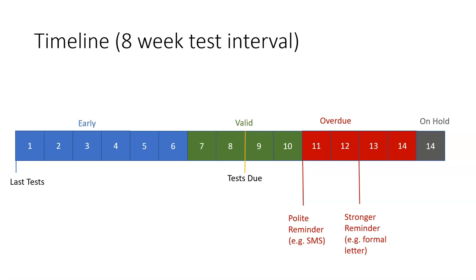But if they still fail to have their test results done by that amended date, we're going to trigger a second reminder, and that's going to be stronger, and in our example it's going to take the form of a formal letter. Again, we'll move the test date on, giving them another 2 weeks, or another week if you wish. But if they fail to have the test done for a third time, we're actually going to suspend their prescription, put their treatment plan on hold, and generate a suspension letter to both the patient and the GP.